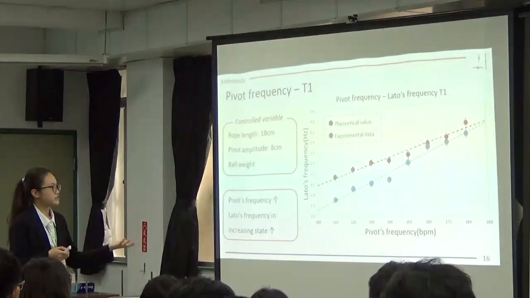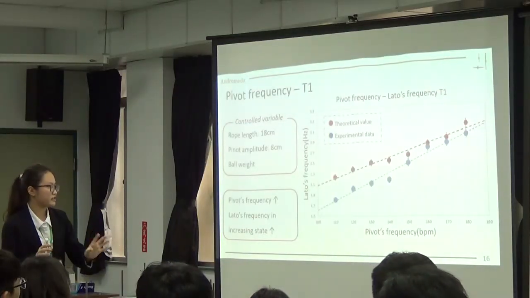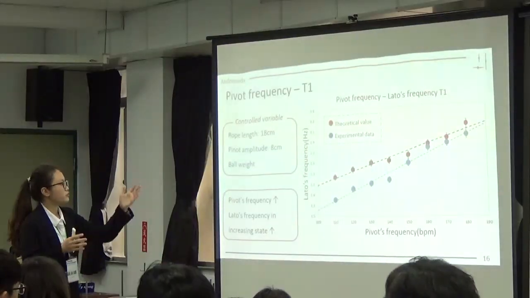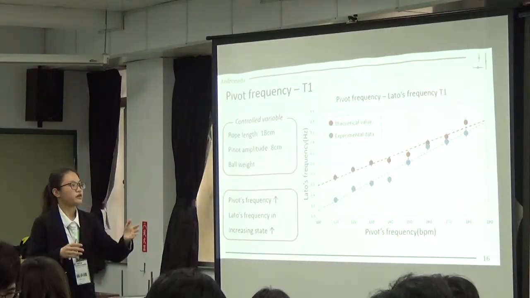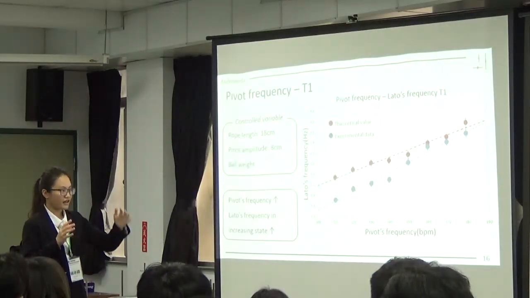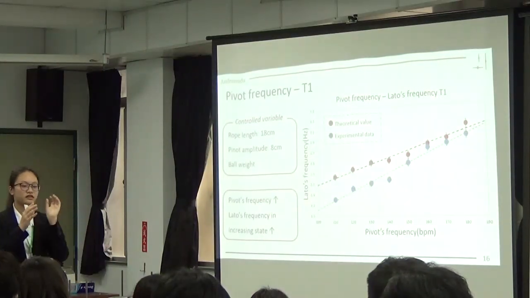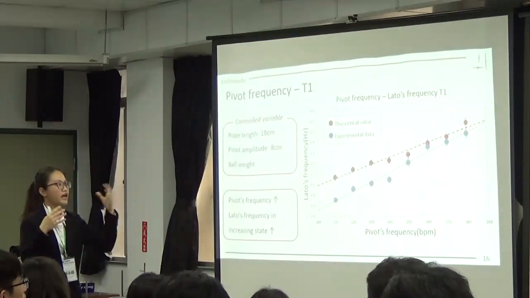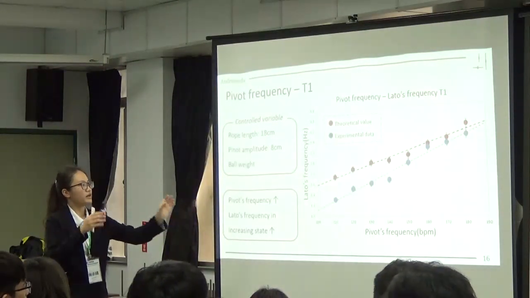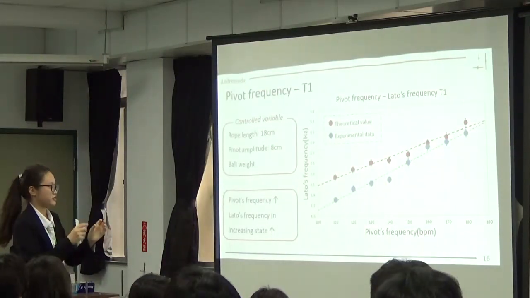So for data analysis, first we change the pivot frequency. As you can see from the graph, the blue dot represents the experimental data, and the red dot represents the theoretical value. And why is there a theoretical value instead of a theoretical line? It's because what my model can produce is a time versus angle graph. I don't have a formula that can just tell me what the frequency is. So that's why there is a theoretical value instead of a theoretical line.